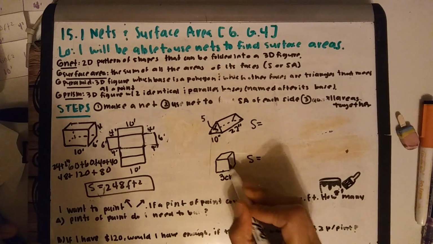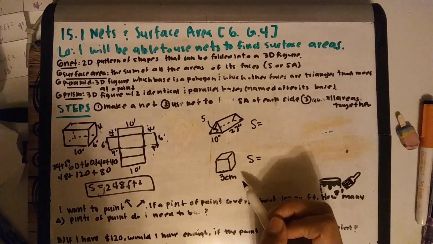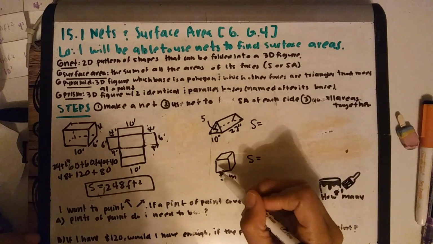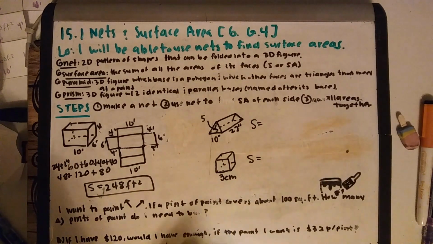Each side is 3 centimeters, okay? So length, width, and height are all 3 centimeters. So remember, decompose it. How is it going to look? And then go from there. This one is actually easier because all the sides are the same. So go ahead and do those two for me.